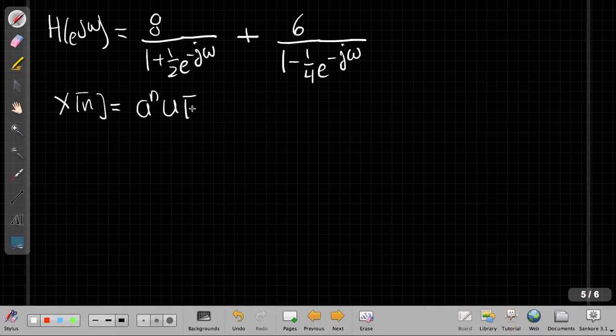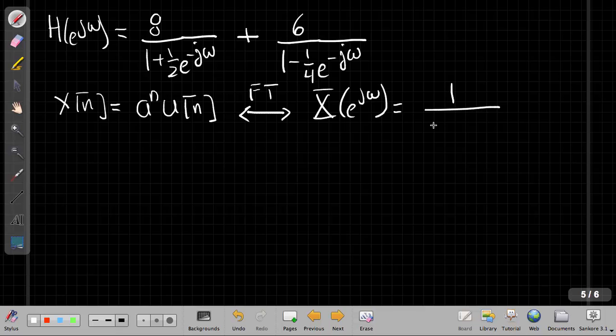But we've seen the example, and there's actually an earlier video on this too if you want to look at it, that if I have a to the n u of n, I end up with the Fourier transform. This corresponds to the Fourier transform of 1 over 1 minus a e to the minus j omega. Okay, so in this left one, my a would be minus a half, because I have plus a half down here, so I need to get minus a half. A would be minus a half.